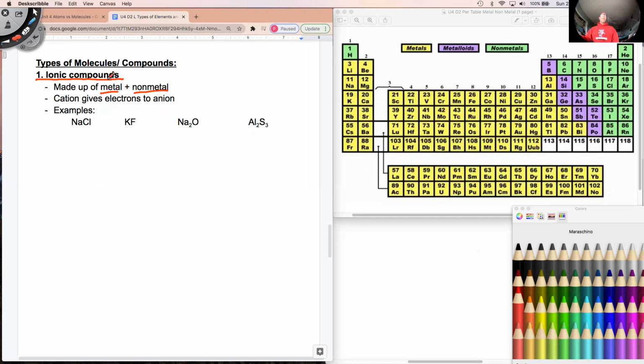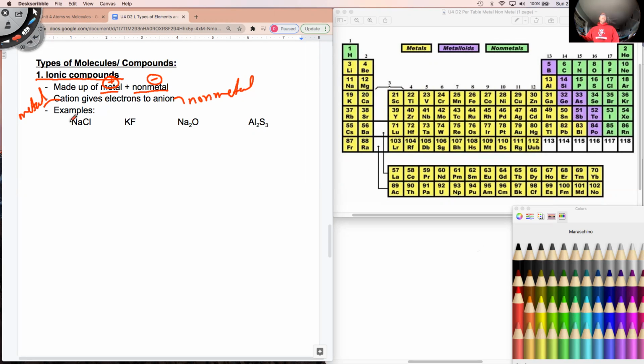The cation, or the positive, the metal, gives its electrons to the anion, or the nonmetal. So the nonmetal usually acts as the negative. The metal acts as the positive. So let's take a look. Cations are metal. Anions are nonmetal, generally speaking. Cations like sodium will lose an electron, thus becoming positively charged.